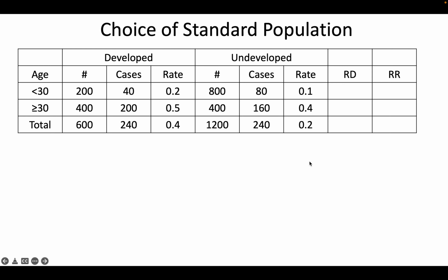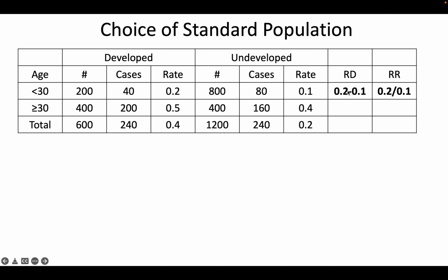So when you're choosing your standard population, there are some things that can go into it that might influence whether it's a good standard. So I'm going to talk about a situation where your choice of standard would matter. This is separate data. We're still doing developed and undeveloped, and we have age now stratified by under 30 and 30 and over. We have a rate for each of these strata, so this would be 40 over 200, 200 over 400, and same with the undeveloped one.